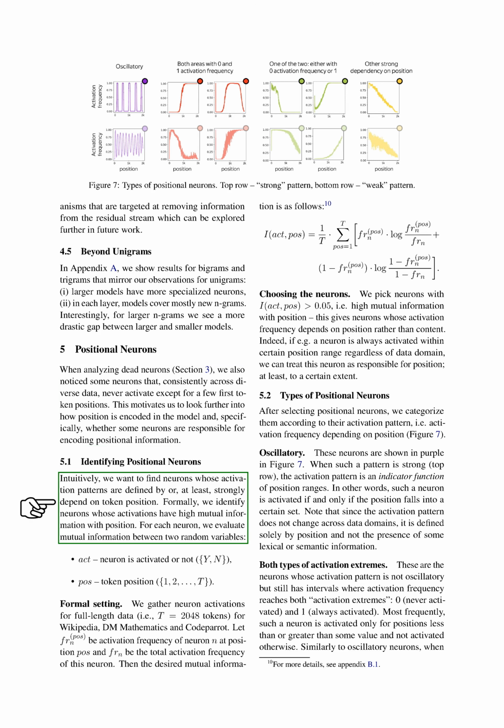To identify these positional neurons, we look for neurons whose activation patterns are strongly dependent on token position. We calculate the mutual information between two random variables: whether the neuron is activated or not, and the token position. We gather neuron activations for full-length data for Wikipedia, DM Mathematics, and CodeParrot. We then calculate the mutual information using the activation frequency of the neuron at each position and the total activation frequency of the neuron.